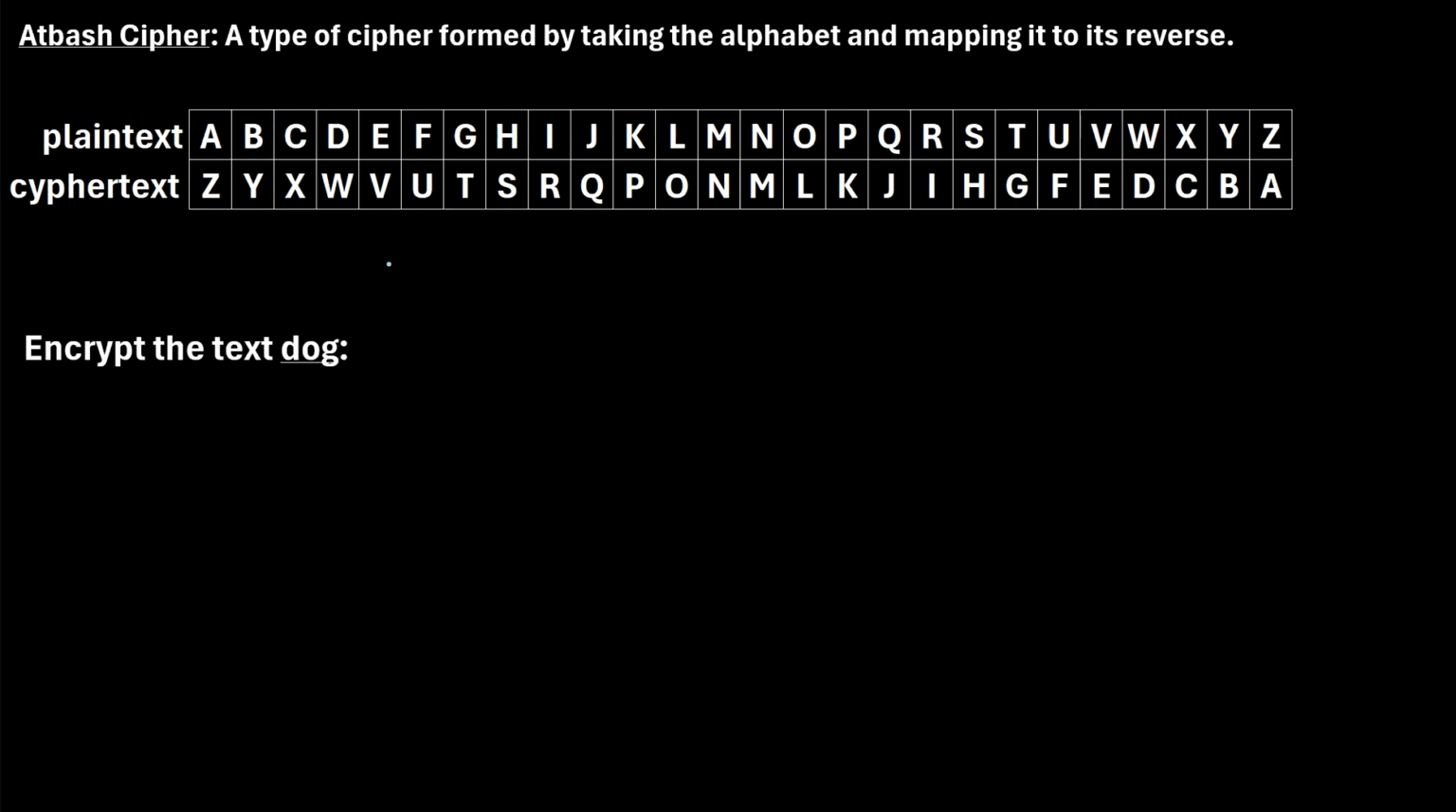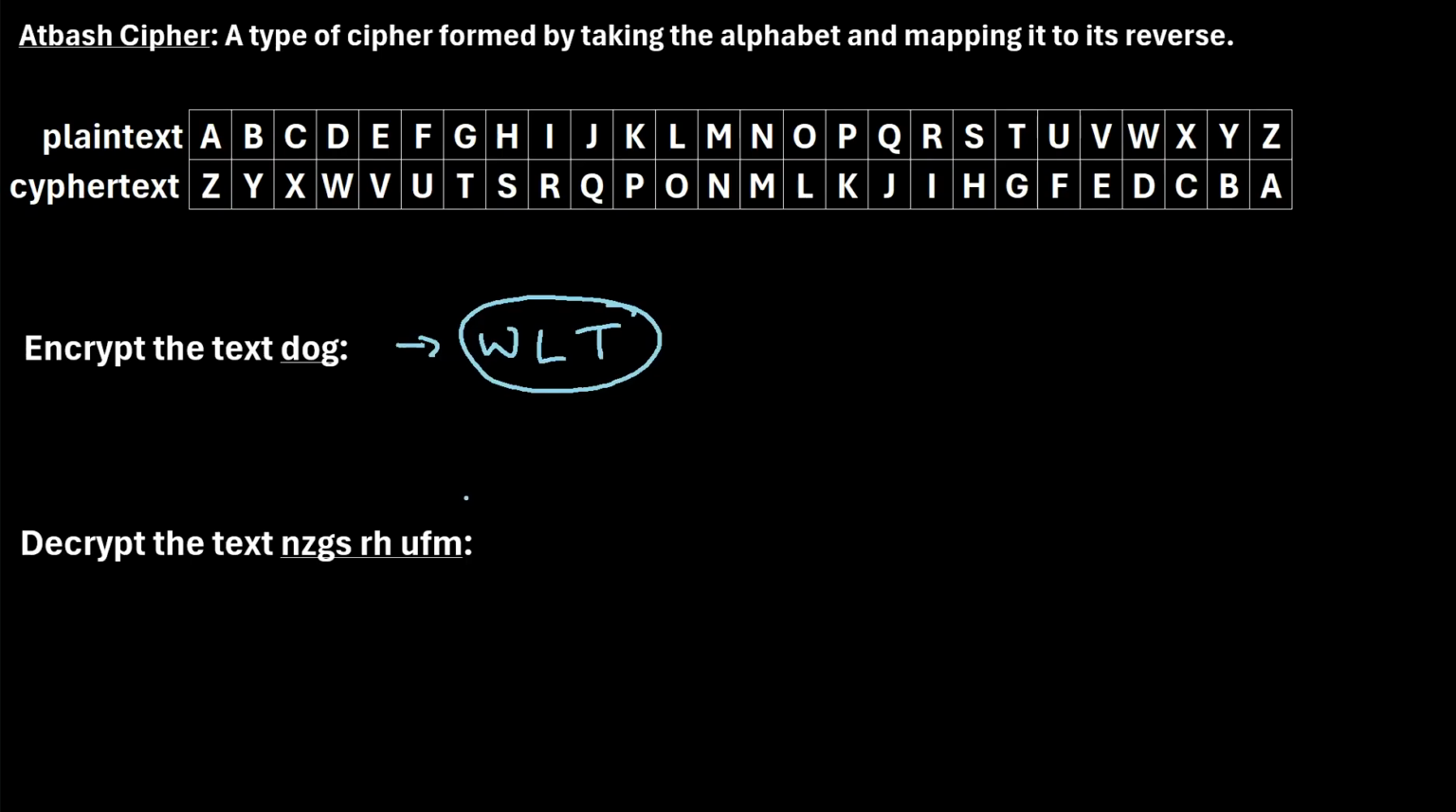So as an example, let's say that we would like to use the Atbash cipher to encrypt the text dog. How could we do that? Well, the first letter, D, will map to the letter W. So this maps to the letter W. And then the next letter of O, we can see that maps to the letter L. And lastly, G maps to the letter T. So dog, encrypted using the Atbash cipher, becomes WLT.